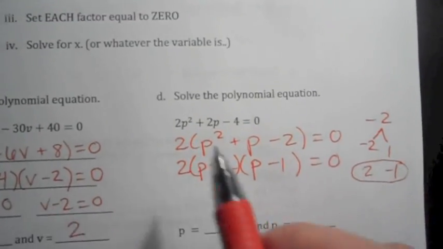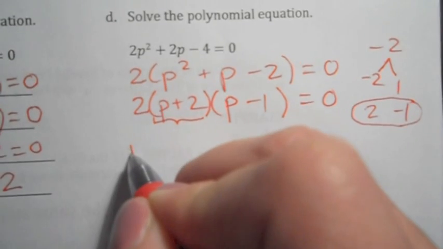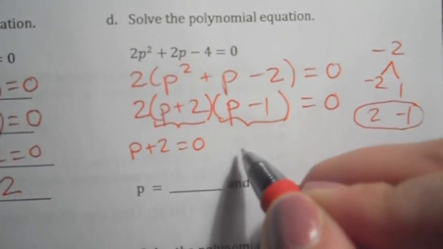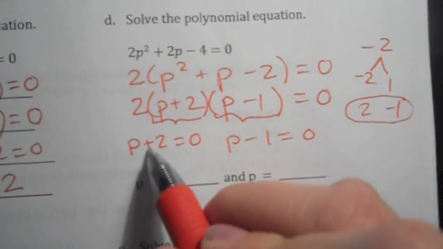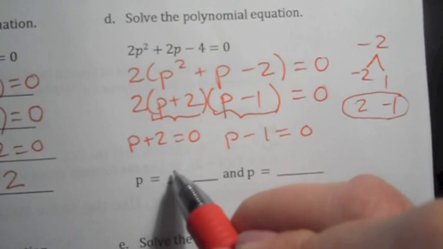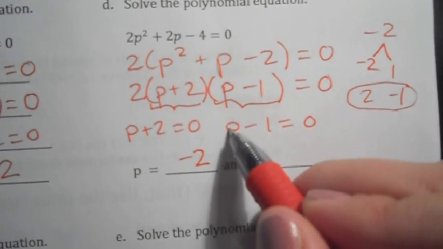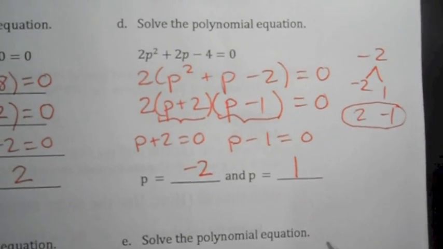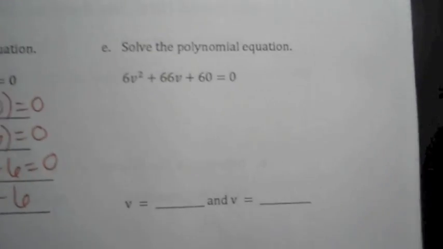Step 3 was setting each factor equal to 0. So we set this factor equal to 0. And we set this factor equal to 0. If p plus 2 equals 0, then p must be negative 2. If p minus 1 equals 0, then p must be 1. And you're finished. On to part E.